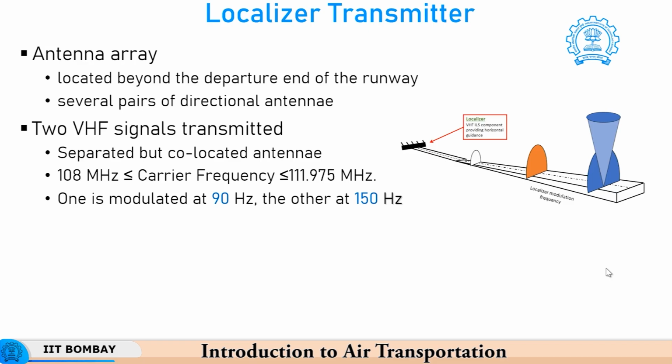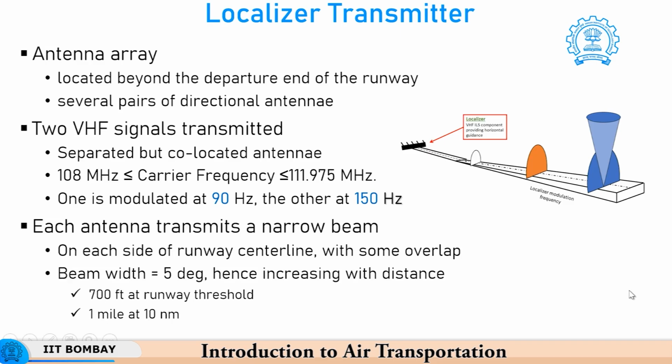At any airport in the world, you will find that the localizer is going to be tuned when you come into land at a specific frequency within this particular band. Now, as I mentioned, there are two signals transmitted on the carrier frequency. One is at 90 hertz, the other at 150 hertz, right.